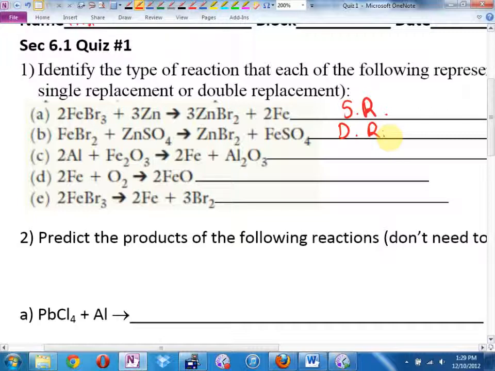What about this next one here? Again, I have a single ingredient. Here I have a compound, iron oxide, and it looks like the aluminum is bumping the iron. I think this is a single replacement.